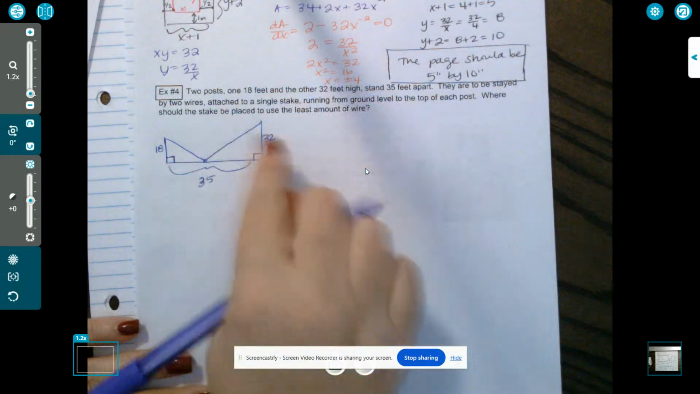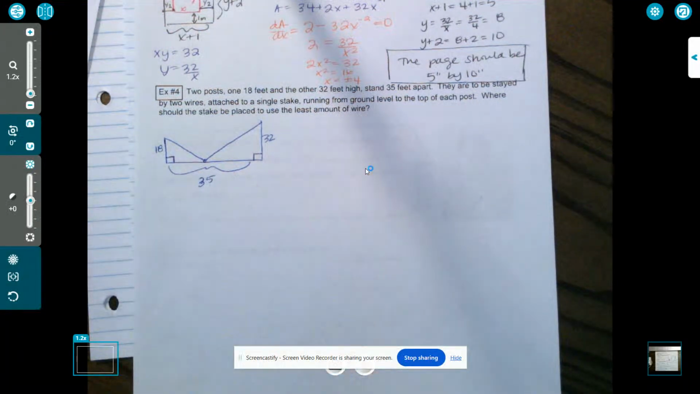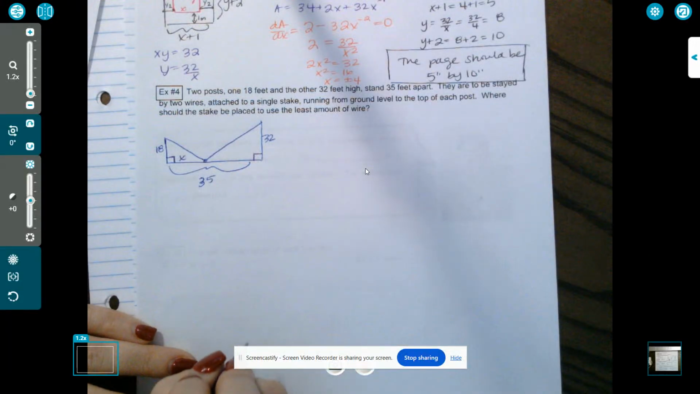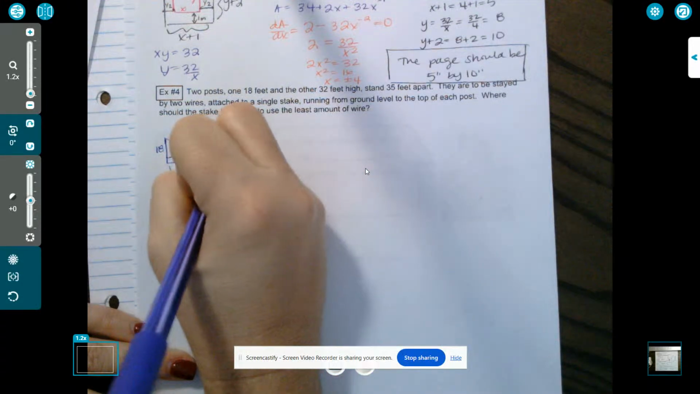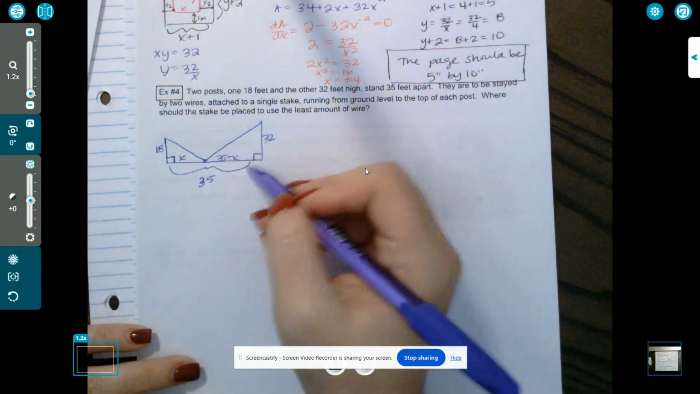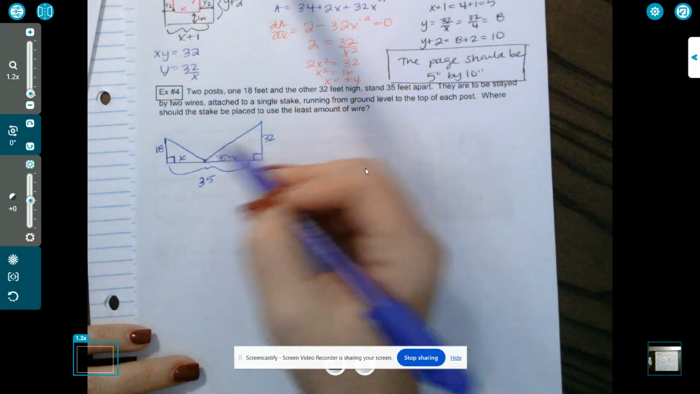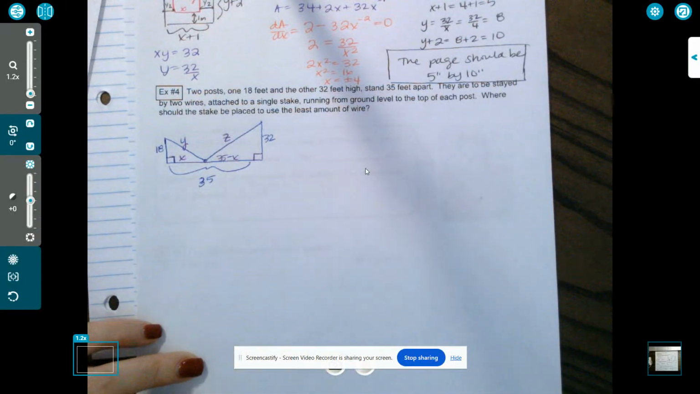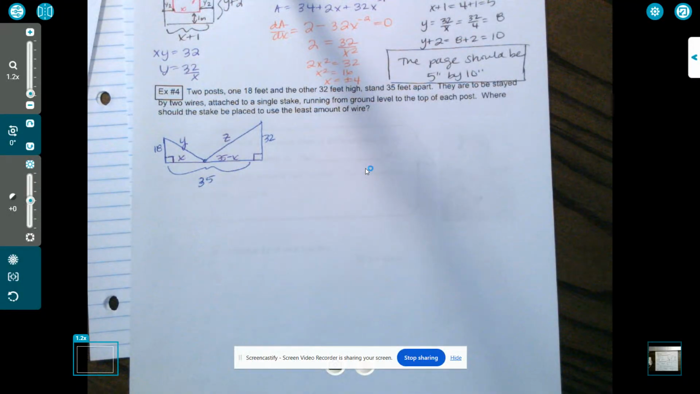We don't have a lot of measurements here, so let's create what they would be in terms of variables. If I make this side x, then this side over here would be 35 minus x. I know nothing about the wire. I do know that these two lengths are not going to be the same, so I'm just going to make this one y and this one z. I did all that to start creating some equations that we can manipulate.